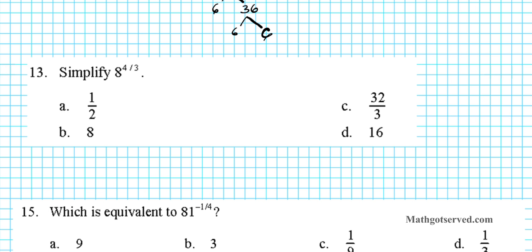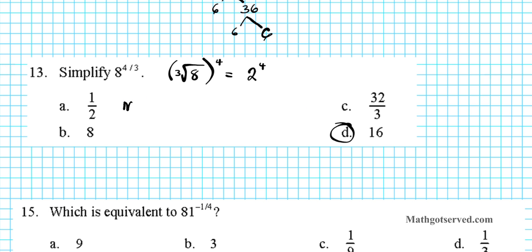How about we find the cube root of 8 and then raise our answer to the 4th power. If we did that, the cube root of 8 is 2. And then we raise 2 to the 4th power. That's the same thing as 4 times 4. And the answer is clearly number 16. Okay? That's one way of doing it.